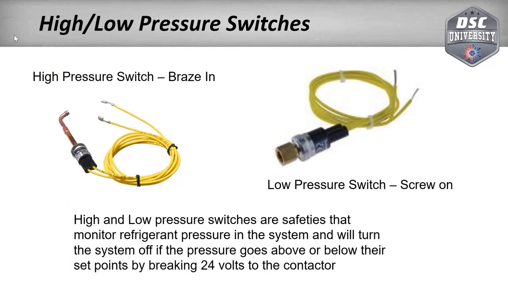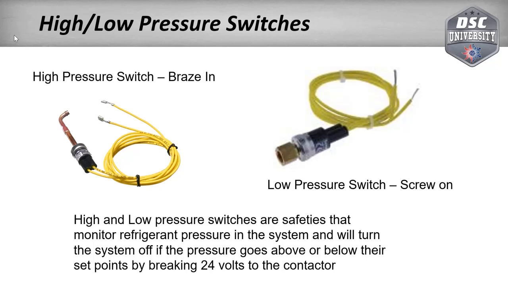We have high and low pressure switches that are mounted in the outdoor unit. Of course, they do just what they say. They protect the unit against high pressure or low pressure situations. The most common one would be high pressure if the outdoor fan motor fails. If the outdoor fan motor fails, the compressor is going to keep running, and the head pressure is going to keep going up and up and up because we're not moving any air across the coil, and eventually it's going to trip the high pressure switch and shut the unit off.